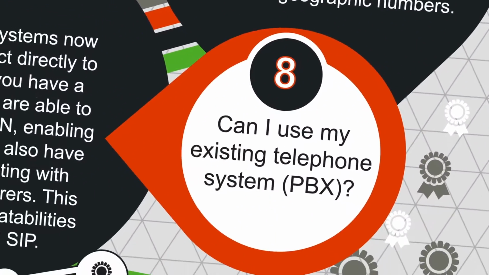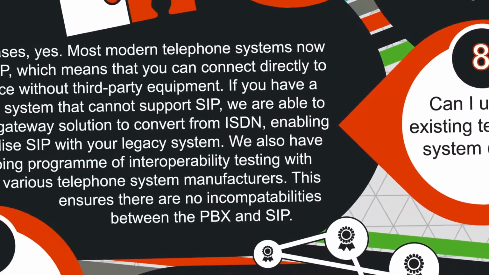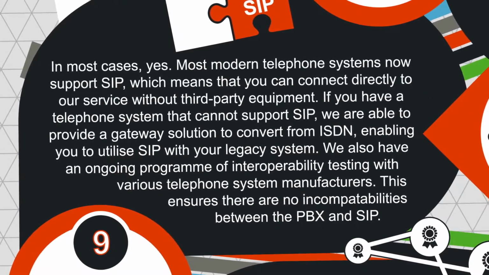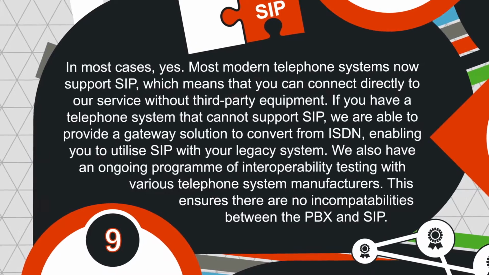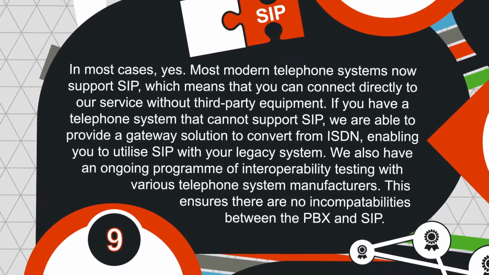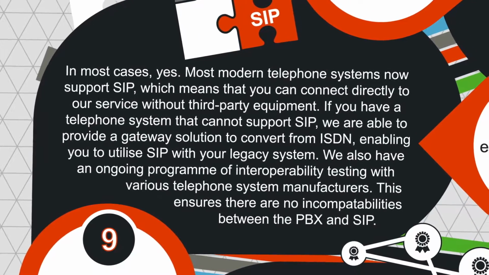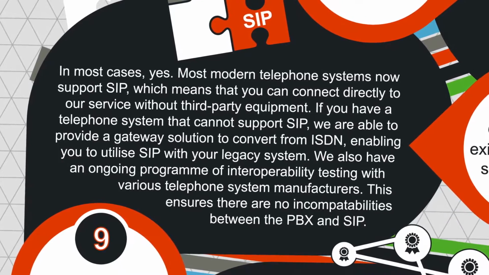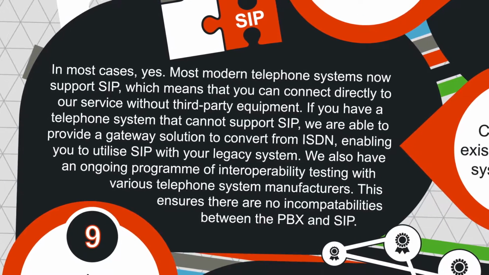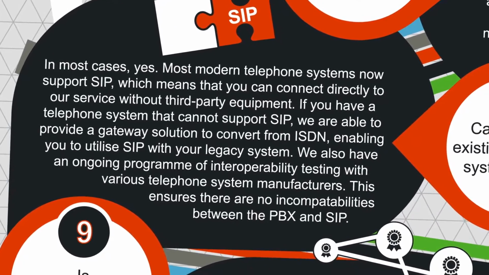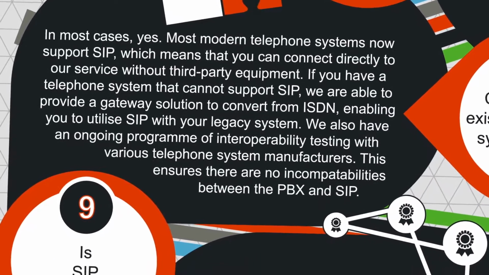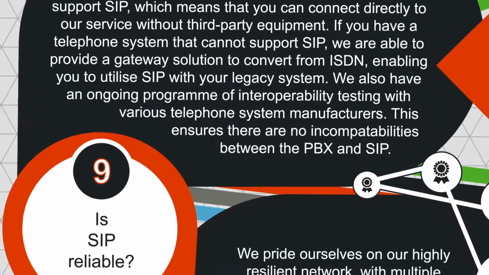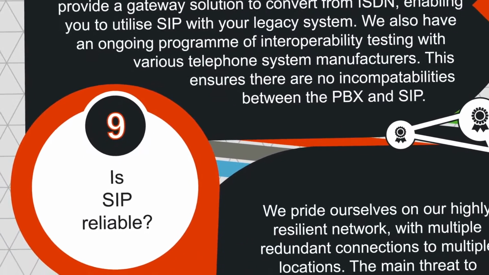Can I use my existing telephone system? In most cases, yes. Most modern telephone systems now support SIP, which means that you can connect directly to our service without third-party equipment. If you have a telephone system that cannot support SIP, we are able to provide a gateway solution to convert from ISDN, enabling you to utilize SIP with your legacy system. We also have an ongoing program of interoperability testing with various telephone system manufacturers. This ensures there are no incompatibilities between the PBX and SIP.